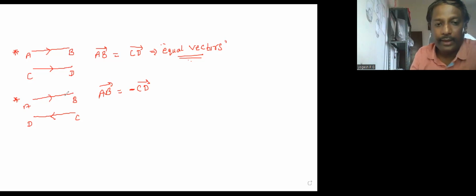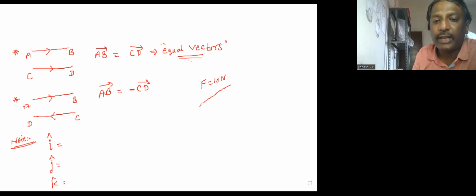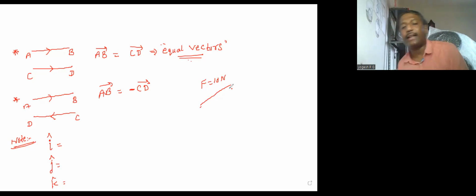Clear? Okay. Now, please remember this, a very important concept, students. We have three standard symbols in vectors. One is i cap. The second one is j cap. The third one is k cap. Suppose I want to represent some force, let us say F is equal to 10 Newton. Now, I won't mention the coordinates here. Is it possible for you to tell the direction for this?